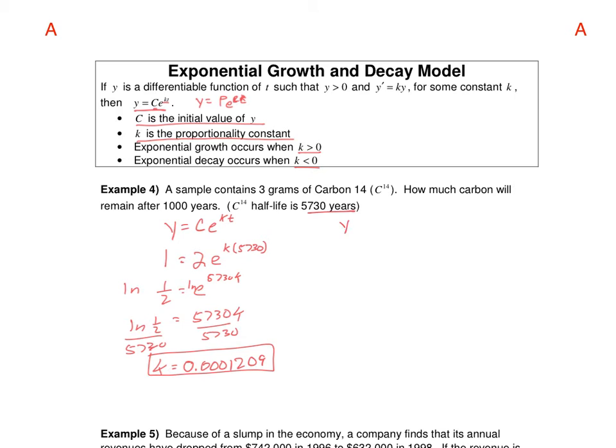So now they want us to figure out if we started with 3 grams of carbon-14. I'm just going to write K because I'm going to use my calculator and I'm going to substitute in that value times 1,000. So when you multiply all of that out, you're going to have 2.658 grams. All right, and that should make sense because if the half-life is almost 6,000 years and you only went for 1,000, you're not going to be too close there to halfway through from 3 down to 1.5.